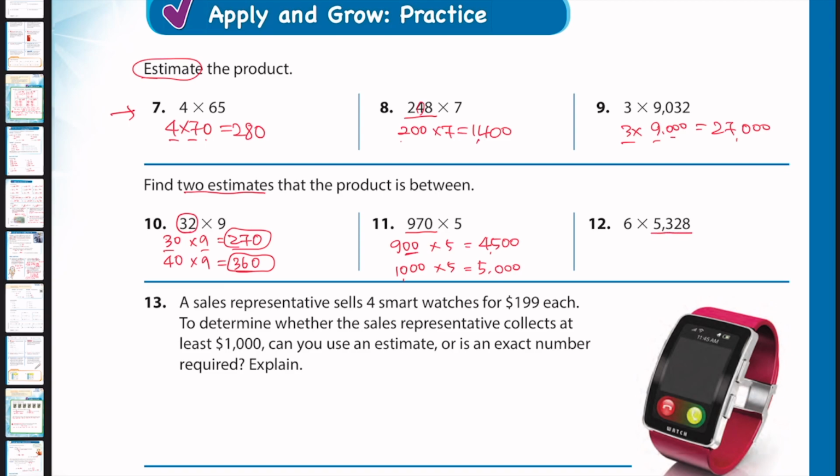Now, 6 times 5000, 328. This number is in between 5000 and 6000. Make sense? Now 6 times 5000 and 6 times 6000. What is 6 times 5? Yes, 30. And how many zeros? 1, 2, 3 zeros. What is 6 times 6? 36. And you need to add 3 more zeros at the end.